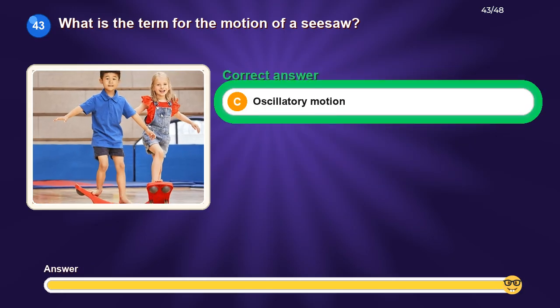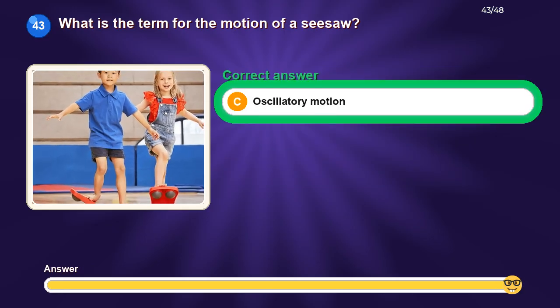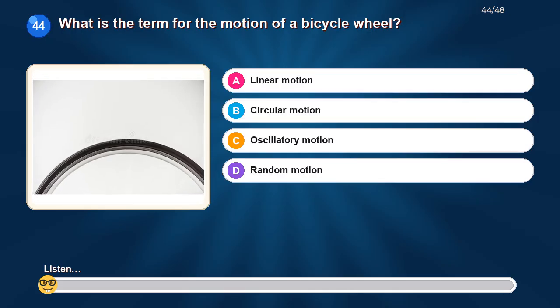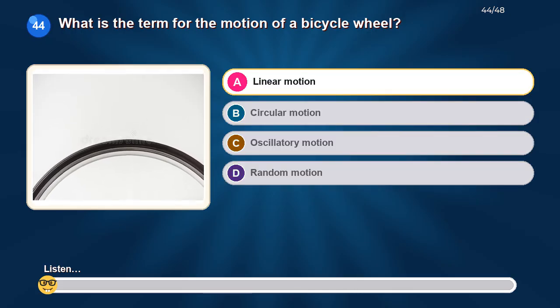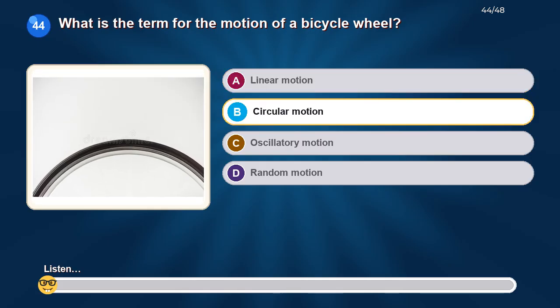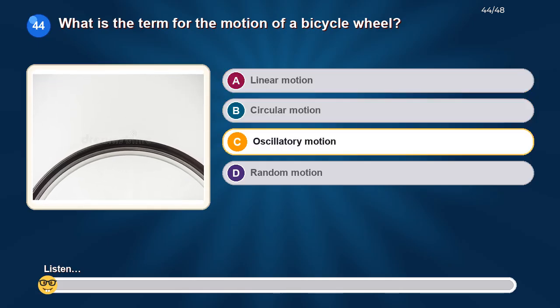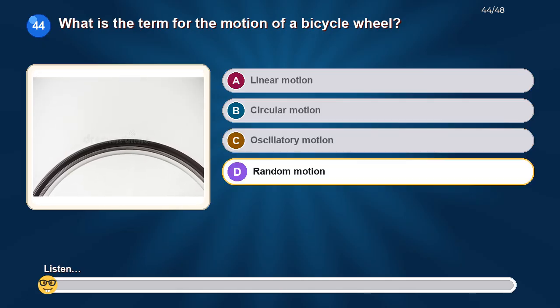The correct answer is oscillatory motion. What is the term for the motion of a bicycle wheel? Option A, linear motion. Option B, circular motion. Option C, oscillatory motion. Option D, random motion.